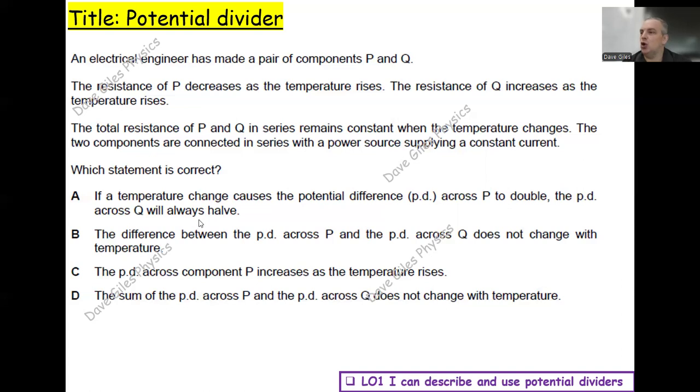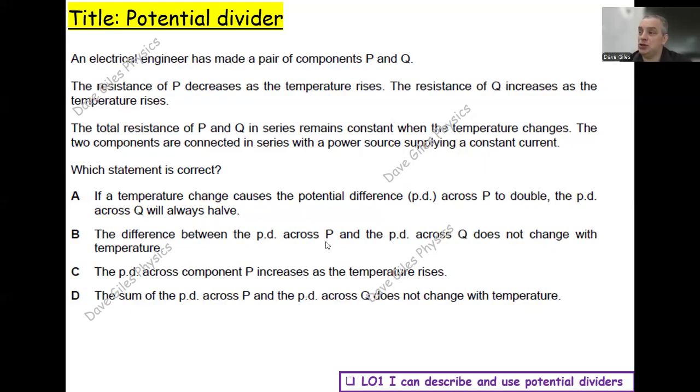That is not true. Because, say, for example, we had a 10-volt supply, and initially there was 5 volts across both. If one of them doubled, that's 10. If one halved, that would be 2.5. So the total would be 12.5. You'd actually have a bigger output than input, which would be impossible.